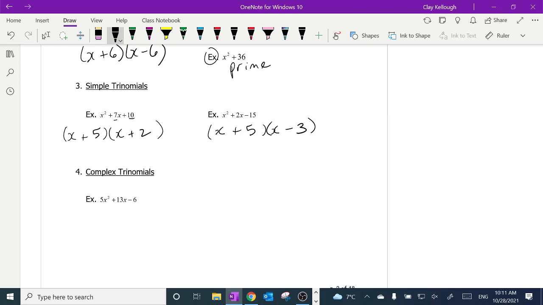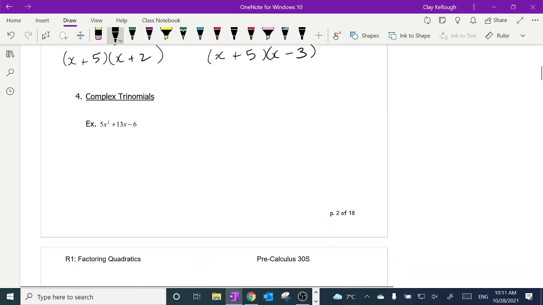Complex trinomials, where the number in front of x squared isn't a 1, you could still try to do it this way, but I prefer the decomposition method. 5 times negative 6 is negative 30. What two numbers multiply to make negative 30, but they'd add together to make positive 13? And the answer to that is negative 15 and positive 2.